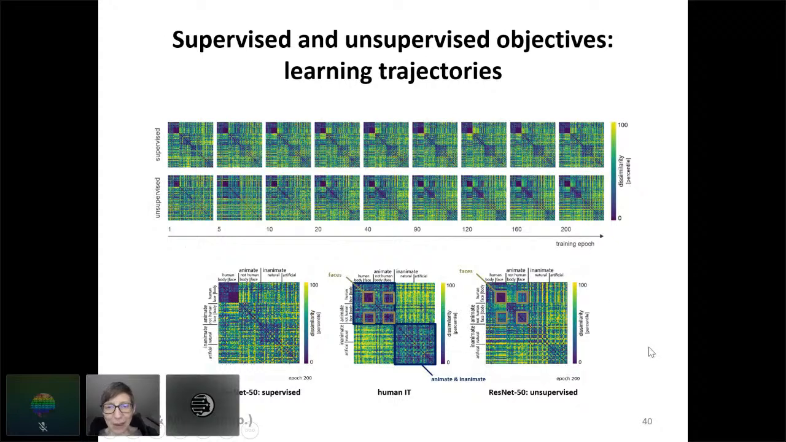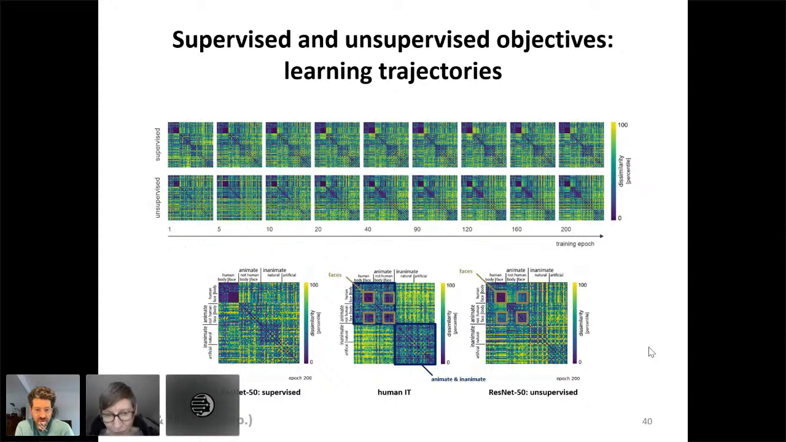I should also mention that if we now compute correlations between the human IT RDM and the network RDMs, we do see that we still do not reach the noise ceiling. So that should be mentioned. We're not there yet. And especially this clear indication that animacy isn't learned yet by the networks in either training regime suggests that we may need to make more changes.